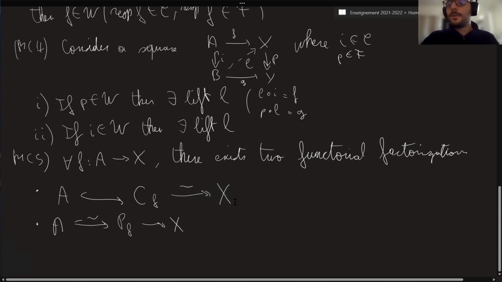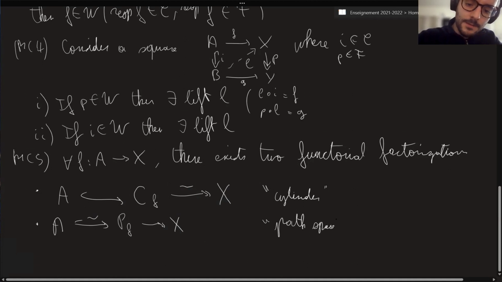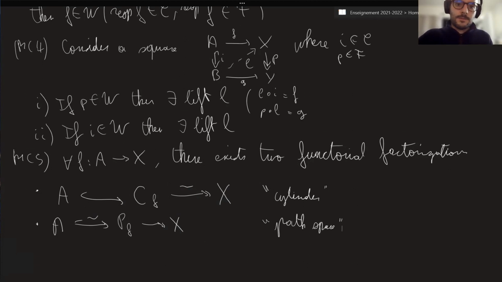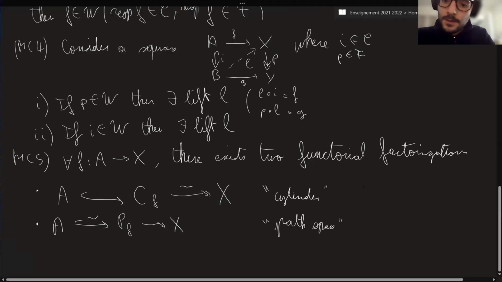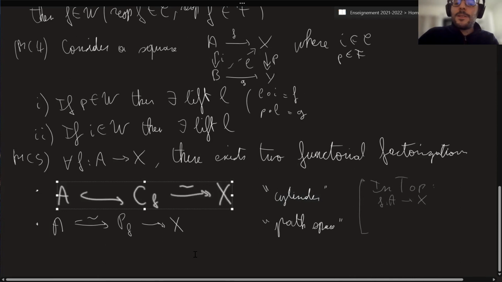They should make you think about either the cylinder here, and here about the path space. Because let me write what I mean. So in Top, if you have a map, sorry, maybe let me call them A and X as in my axiom, how to factorize F as a cofibration followed by a weak equivalence, which is a fibration.